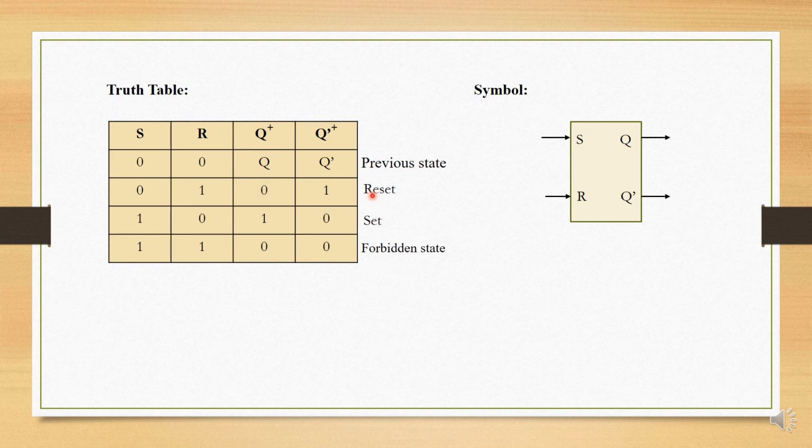So this state is called the reset state. When set input is enabled, output will be pulled to logic 1. So this state is called the set state. When both the inputs are enabled, both outputs are 0, which are not complementary to each other, which is invalid, and this condition is called the forbidden state. The figure here represents the symbol of SR latch. It shows two inputs and two outputs, Q and Q bar.